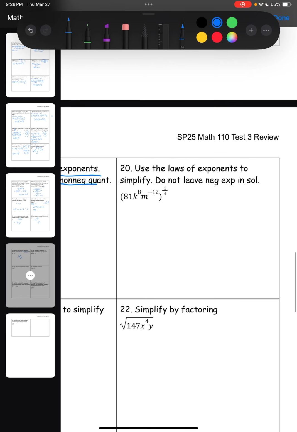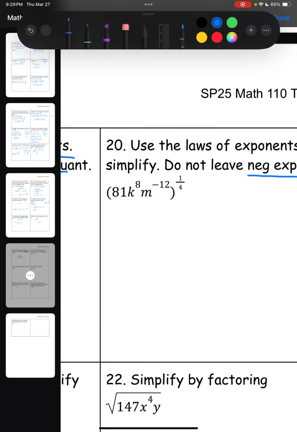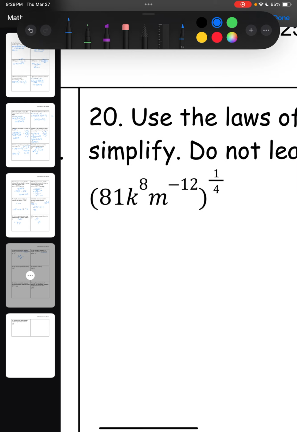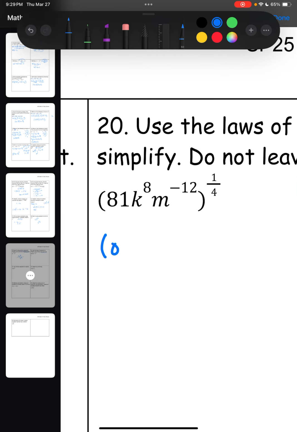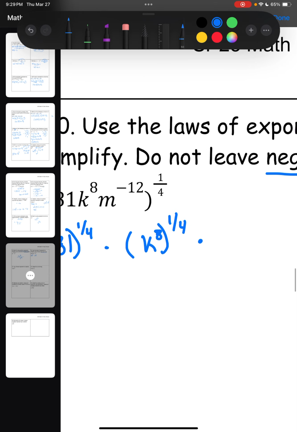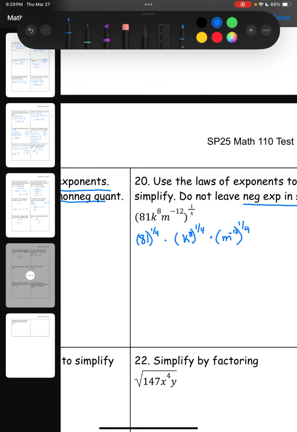Alright, number 20. Use the laws of exponents to simplify. With this one, they're just wanting us to get it to a non-negative number, right? So, I am seeing this. Each of these numbers are being raised to the 4th, right? And don't worry about the negative right now. We're just trying to get this simplified, and then we can make sure everything's swapped.